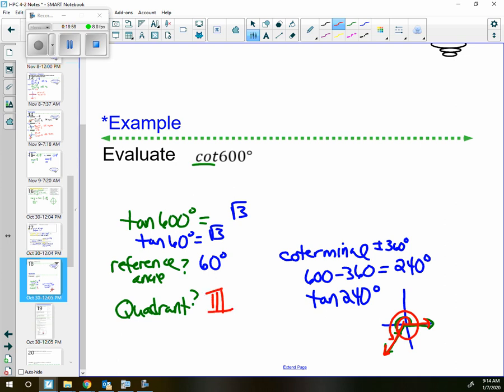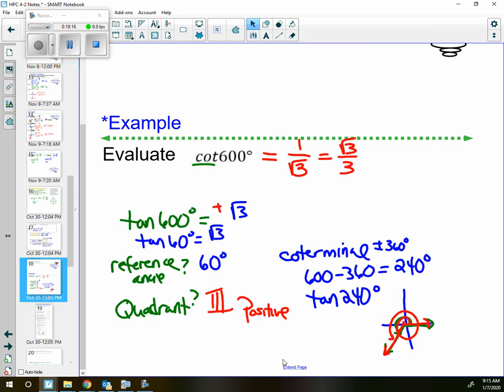Tangents in quadrant 3 are positive, so that's going to tell me that this is a positive answer. So for sure, this is positive square root of 3. That's what the tangent is. Okay, so then how do I find cotangent? I just do the reciprocal. So it would be 1 over root 3, or rationalized, square root of 3 over 3.